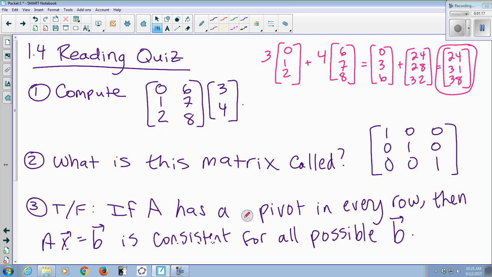All right, what is this matrix called? 1's on the diagonal, 0's everywhere else. Oh, we're going to call it the identity. If you wrote reduced echelon form, I'll take that. It is in reduced echelon form, but I was looking for the identity. The identity matrix, or we shorthand it I with a subscript for the size of the matrix. That's I3. It's the identity 3 by 3 matrix.